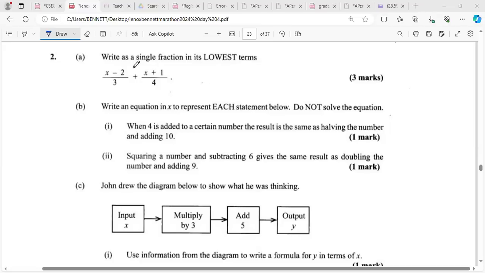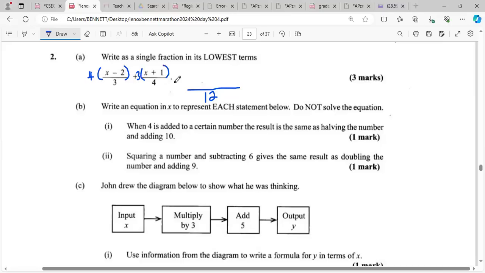Alright, it says write as a single fraction in its lowest terms. So we know that it's an expression. There's no equal sign, right? So we just have to simplify it by finding the LCM of the denominators. So the LCM of 3 and 4 would be 12. And then we can basically take it from there. 3 into 12, that's 4 times. We are going to multiply the other bracket here by 4. And 4 into 12, 3 times. We are going to multiply whatever is in this bracket by 3.